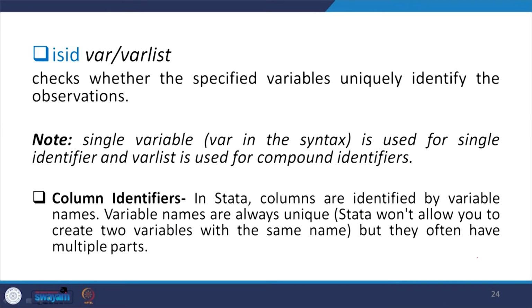Now, in column identifiers, what do you mean by column identifiers? Rows, we have already told you, are the observations, and in Stata, columns are identified by variable names. Variables are generally entered in columns. Variable names are always unique. You cannot have the same variable names together in Stata. It will always pop up an error or suggest you change the name, since the same name already exists. So, Stata will not allow you to create two variables with the same name.